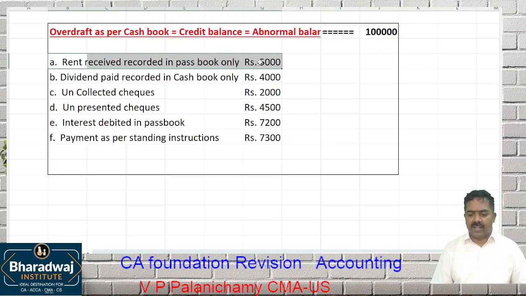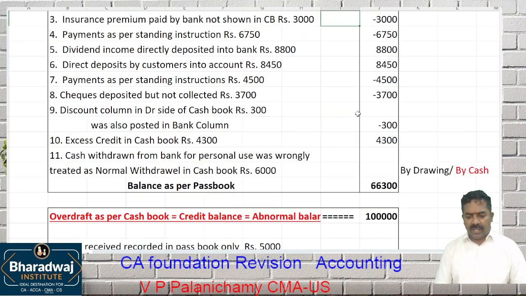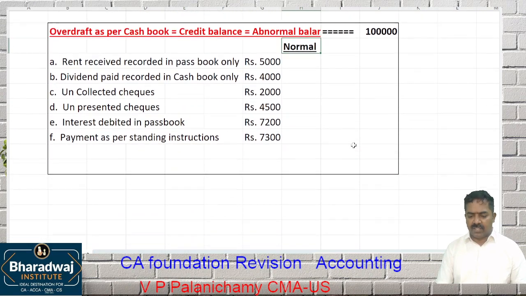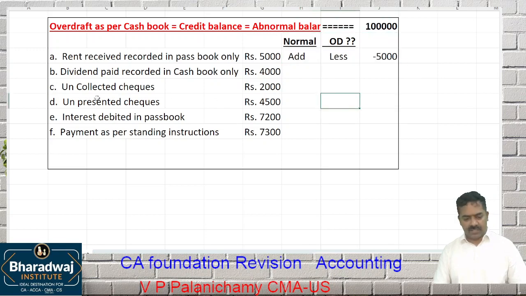Rent received recorded in passbook only. Banker has added. We should also add it if it is a normal balance. If it was a normal balance, what you would have done? Add pannunga. Since it's an OD balance, do the opposite. Less 5,000. Simple. Think in the normal way, do the opposite because OD will have an opposite balance.